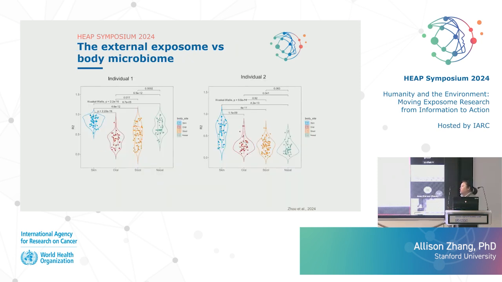And the gut microbiome is not the only one that has correlations with our external exposome. In another study, we monitored the exposome, the skin microbiome, oral, stool, and nasal microbiome from 2 individuals, which we found that the skin has the most correlations with the external exposome, followed by the other 3. So this makes sense, as the skin is one of the first layers that is in contact with our external environment.